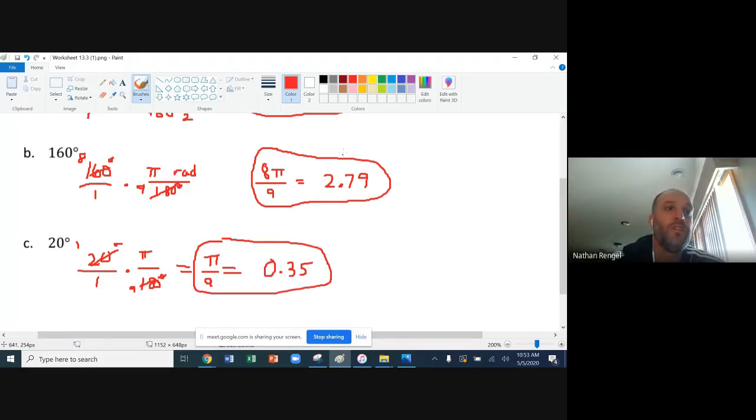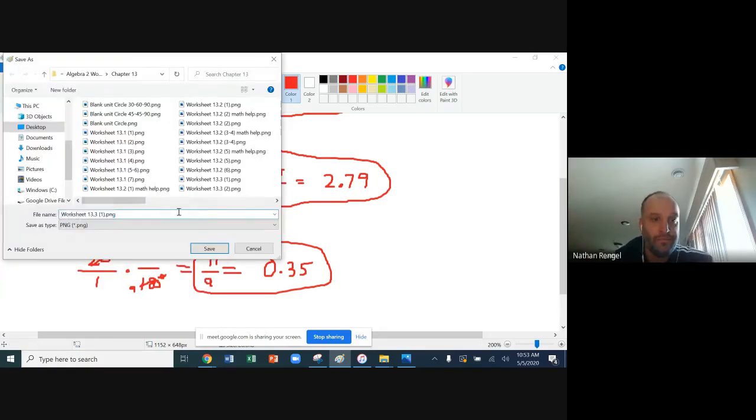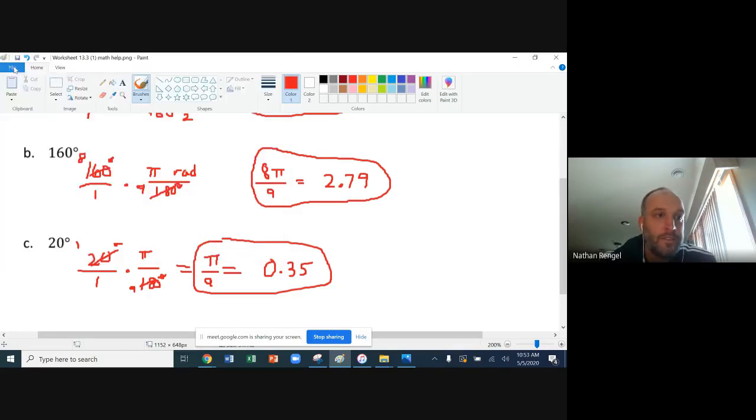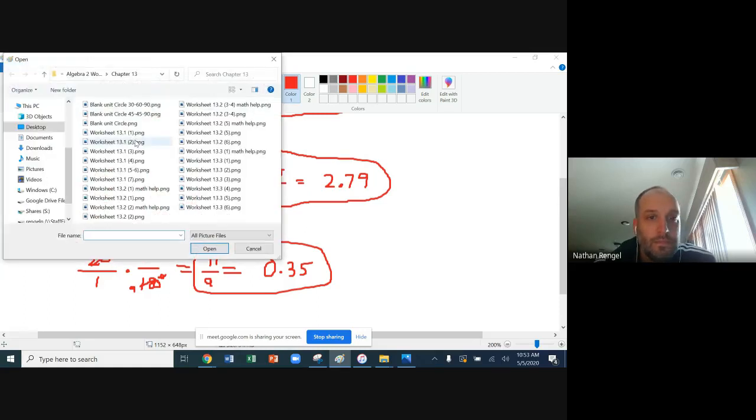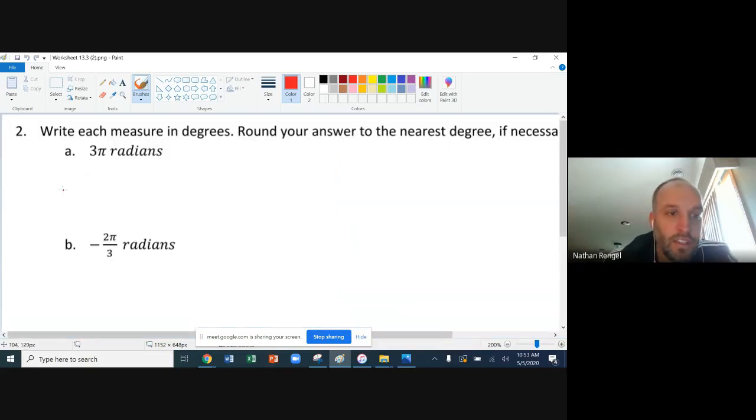Now we're going to flip the script and go from radians back to degrees. So we can do both of these directions. We can go from radians to degrees, degrees to radians, either way. So let's open up problem 2. Write each measure in degrees, round your answer to the nearest degree if necessary. So again, we are going to take the radians and rewrite those as fractions. So take 3 pi and put it over 1.